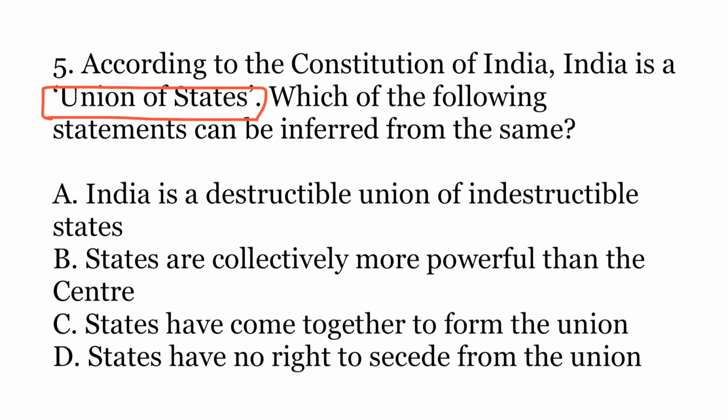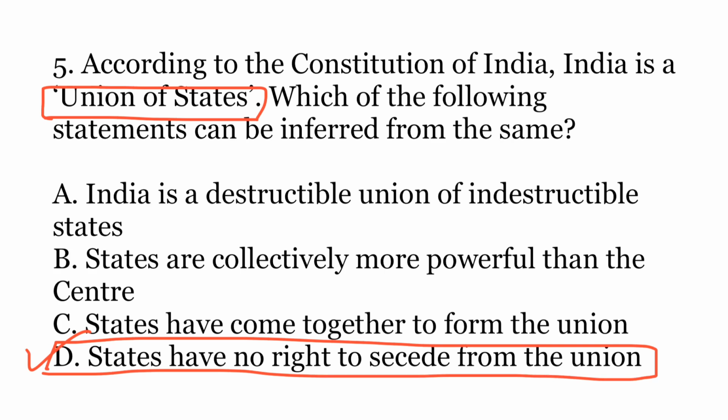Here the correct option is D. The states have no right to secede from the union. So all other three statements are incorrect. The first statement is actually the other way around. India is an indestructible union of destructible states. What it means is that the Indian Union is more powerful than all the states combined. And the reason for that is that the union has taken all the states and bound them together to form a union. So this third statement is also wrong. The states have not come together. The union has taken all the states and bound them together to form the union.